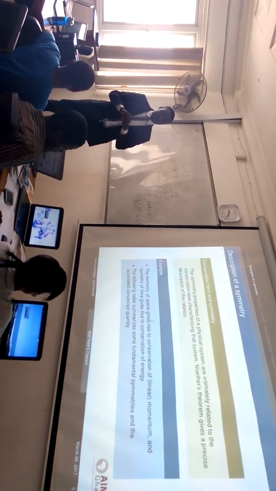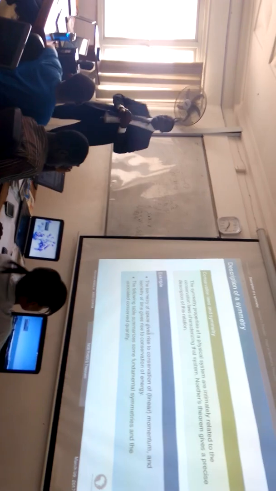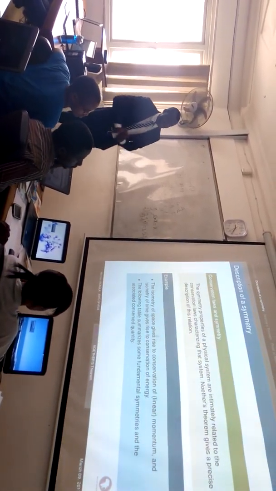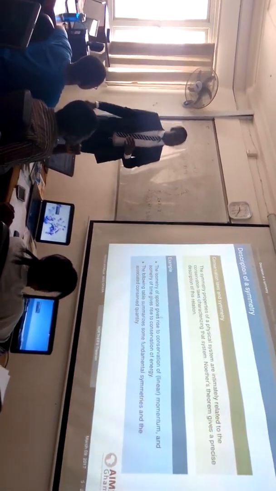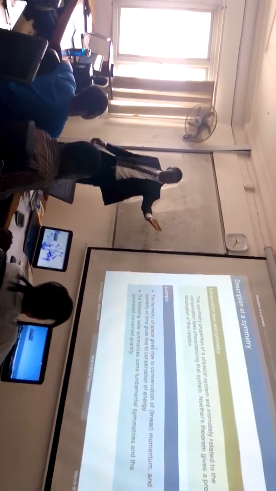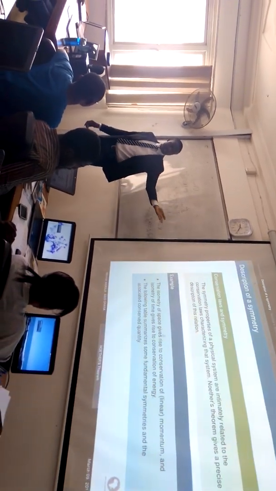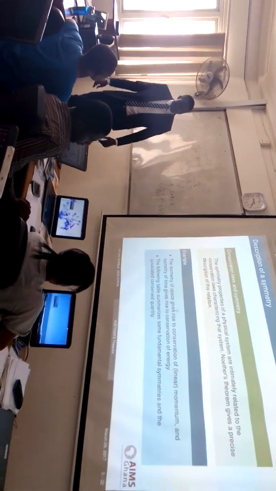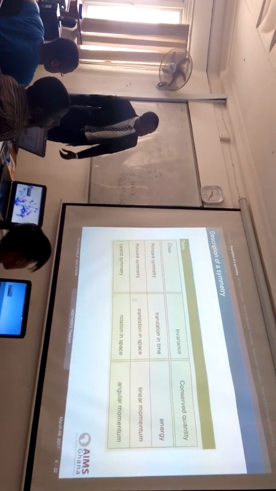Conservation law and symmetry. The symmetry properties of a physical system are intimately related to the conservation laws characterizing that system. Noether's theorem gives a precise description of this relation. Example: the isometry of space gives rise to conservation of linear momentum, and the isometry of time gives rise to conservation of energy. The following table. So you have a simple table here.